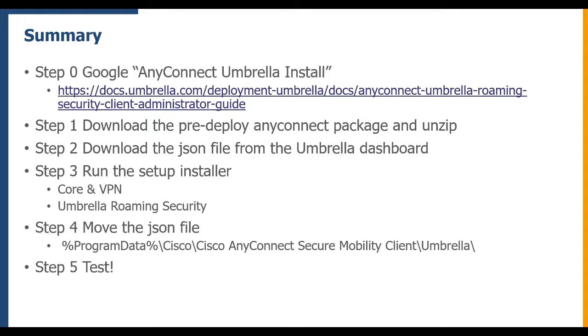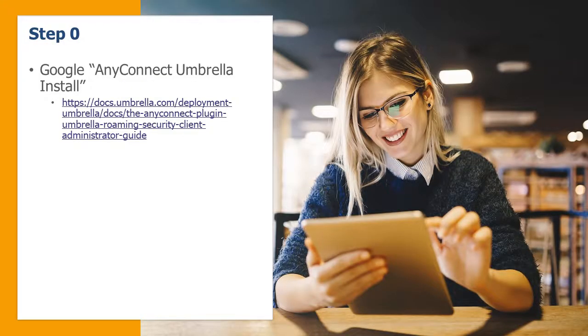We're then going to run the Windows installer and install the core and VPN modules and the Umbrella roaming client modules. We're then going to move the JSON file into the correct location, checking the documentation to see where that is, and then hopefully that should all work and we should then just be able to test the platform.